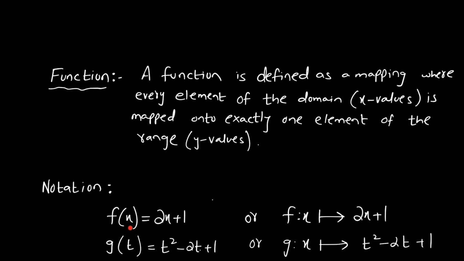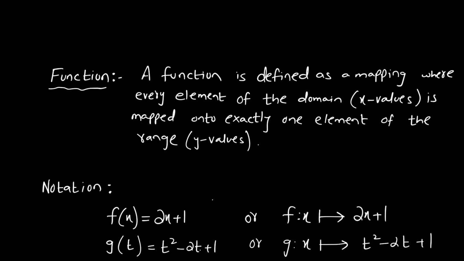You can write a function such as f of x equals 2x plus 1, or you can write it this way, which will be read as f of x, and f of x follows this function 2x plus 1. So basically x is mapped onto this function 2x plus 1. Now there are other functions such as g of t, where your variable is t, and g of t can be written as t squared minus 2t plus 1. Now we know this is a quadratic function, all right? Or you can write g of x in this way as well.